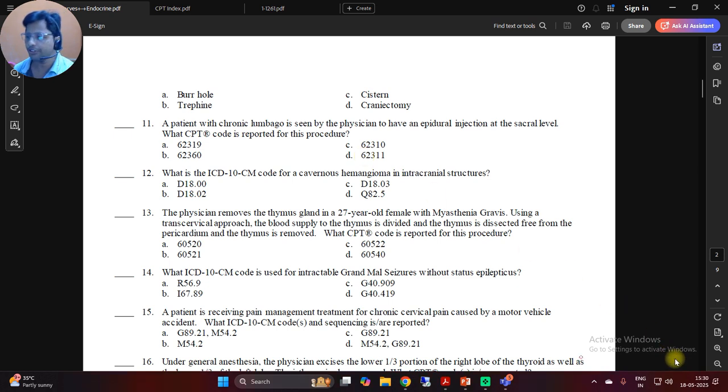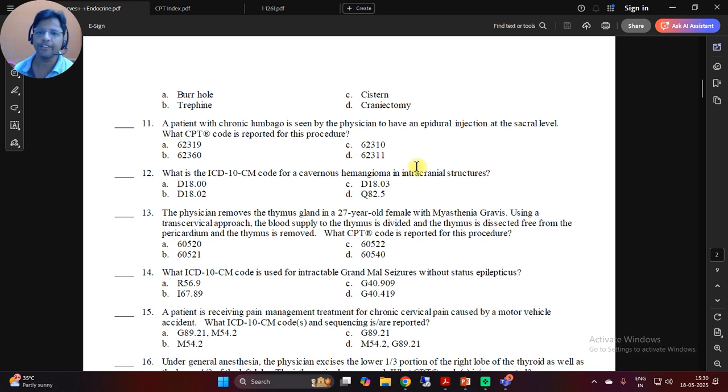For this code, you need to use 62322. See here, you need to use 62322. 62311 is deleted. So note down, you need to use 62322. What is 62322? We'll check. 62322 is injection of diagnostic or therapeutic substance, not including neurolytic substances, including needle or catheter placement, intralaminar, epidural or subarachnoid, lumbar or sacral without imaging guidance.